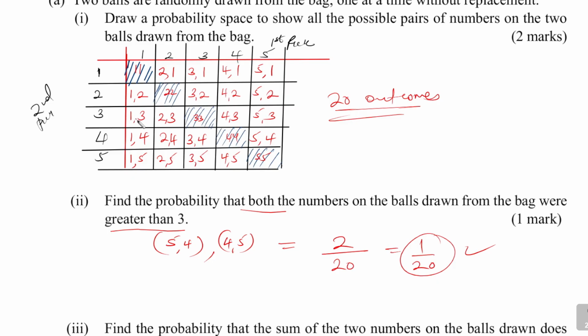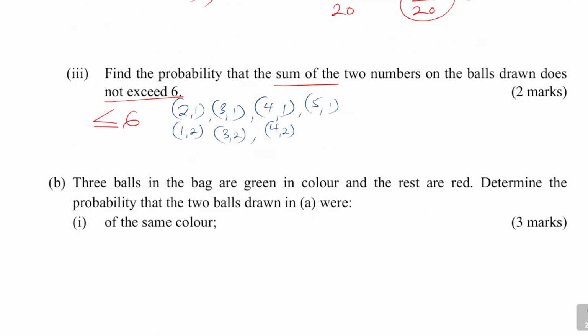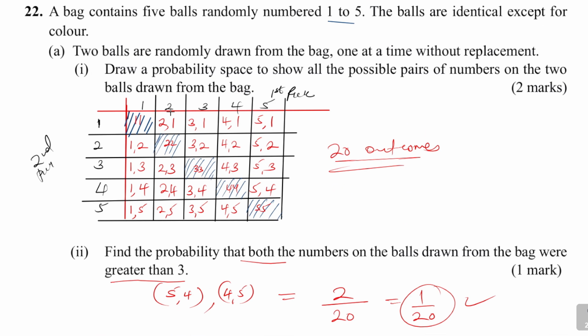So the next one is 1, 3, 2, 3. 1, 3, and 2, 3. So 4, 3 gives a sum of 7. 5, 3 gives a sum of 8. Out. So the next one is 1, 4, 2, 4.